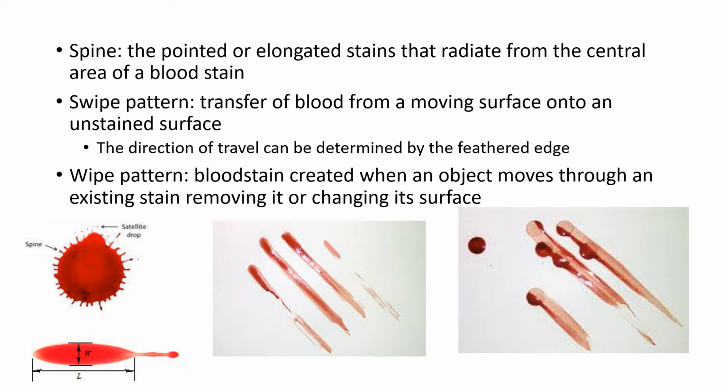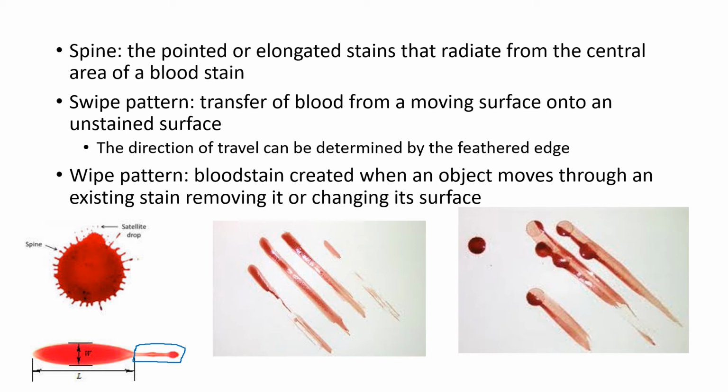With blood drops, we also have spines. Like I said, these are also referred to as tails. This is the pointed or elongated stains that radiate from the central area of a blood stain. So looking at the blood drops that are on the bottom left, here we have more of a passive drop that when it came down, we have all these little spikes coming off the side. Those are going to be our spines. Whenever we have a blood drop that is coming in at an angle and it elongates, that spine is that little tail that is attached.